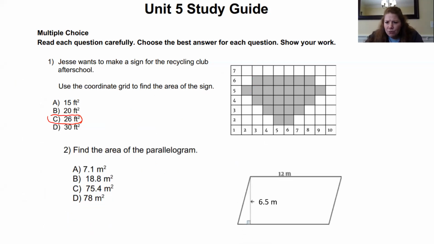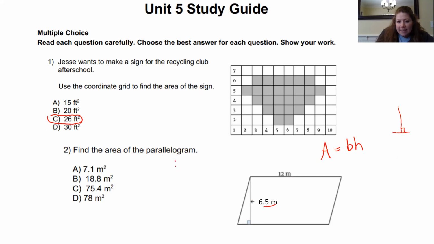Number 2, the original height, none of these answers fit. So anyway, I just changed the parallelogram. To find the area of a parallelogram, we simply multiply base times height. The base and height has to be formed by a right angle, right? So here's our right angle, which tells us the height is 6.5.